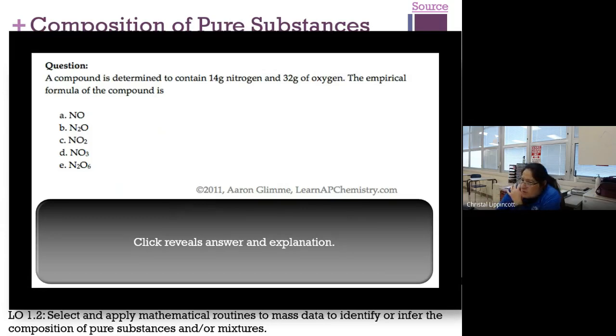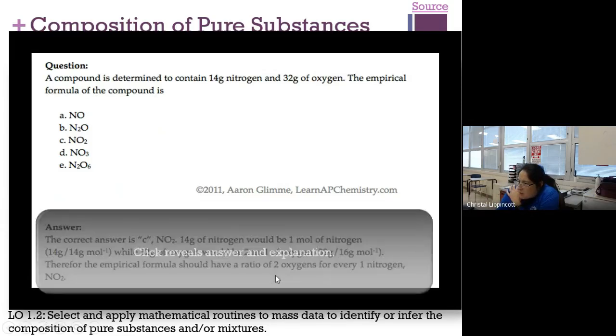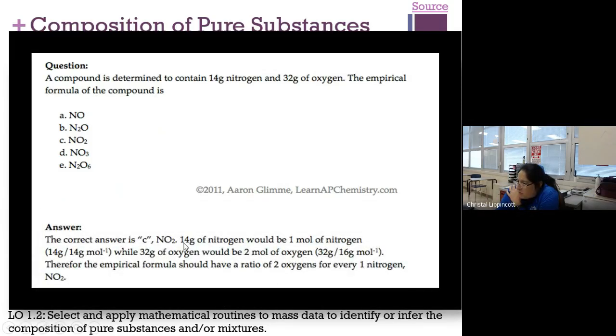All right, I'm going with C. The correct answer is C. So 14 divided by 14 is 1. Oxygen is 32 divided by 16, which would give us 2. So that would give us C for our answer.